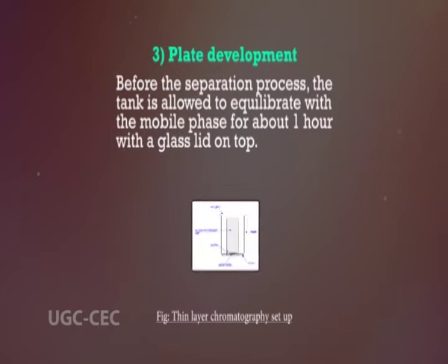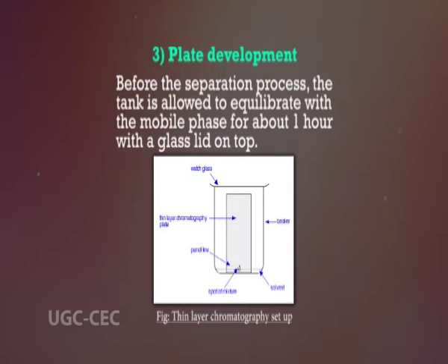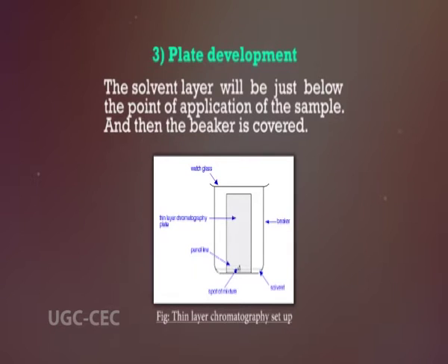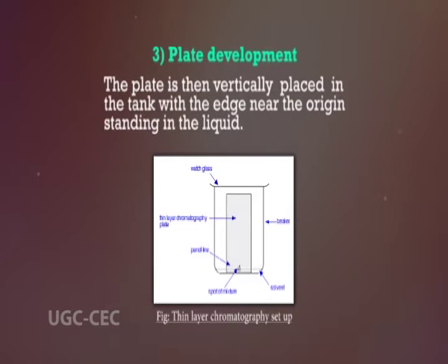Third one is the plate development. Before the separation process, the tank is allowed to equilibrate with the mobile phase for about 1 hour with a glass lid on top. After drying the spots of mixtures, the plate is allowed to stand in the beaker containing solvent. The solvent layer will be just below the point of application of the sample, and then the beaker is covered. The plate is then vertically placed in the tank with the edge near the origin standing in the liquid.